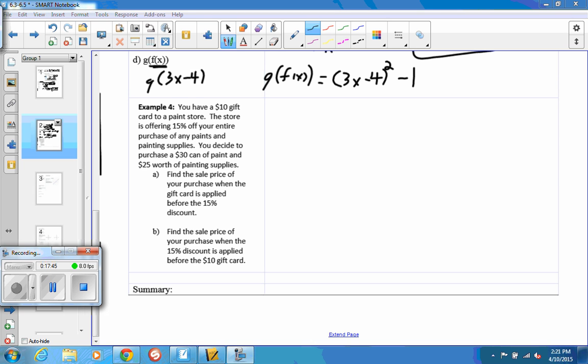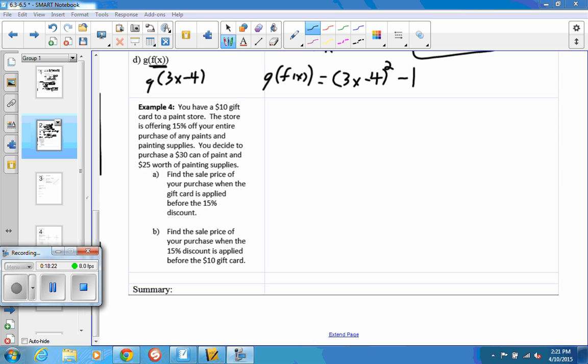So you have a $10 gift card to a paint store, and the store's offering 15% off your entire purchase of any paints and painting supplies. You decide to purchase a $30 can of paint and $25 worth of painting supplies. A, find the sale price of your purchase when the gift card is applied before the 15% discount, and then find the sale price of your purchase when the 15% discount is applied before you use your gift card.